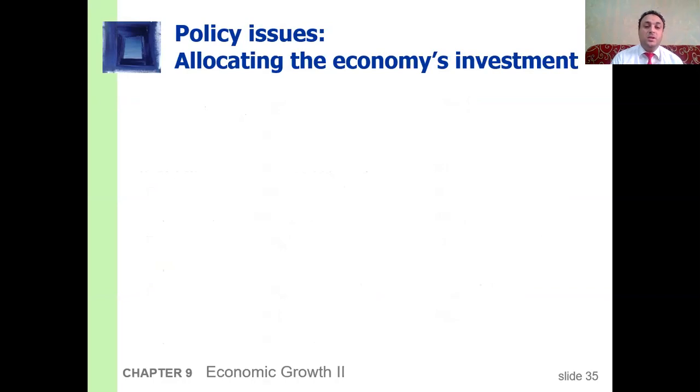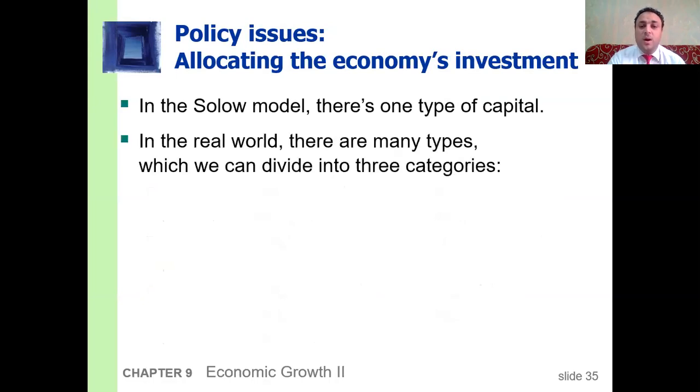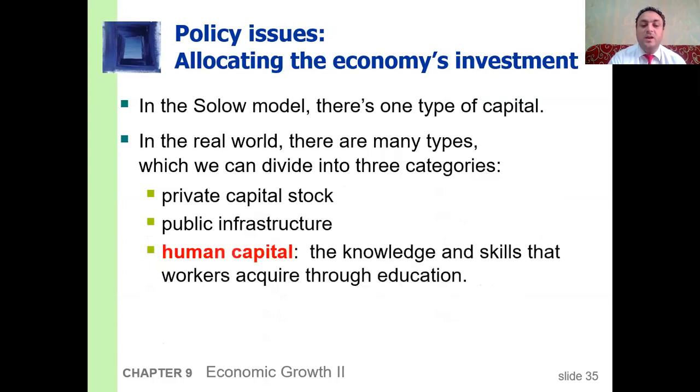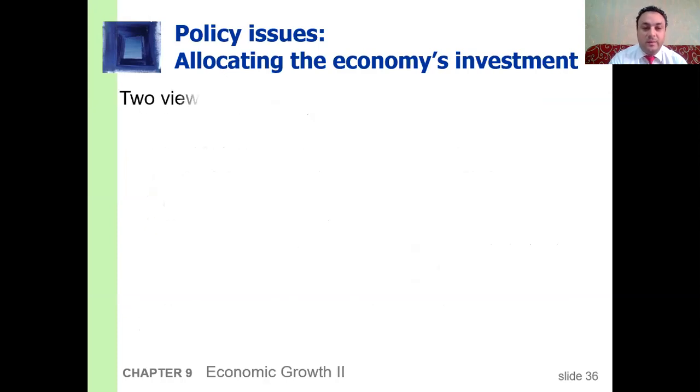Then another policy issue, which is allocating the economy's investments. In the Solow model, there is one type of capital, but in the real world, there are many types, which we can divide into three categories: the private capital stock, the public infrastructure, and the human capital, which is the knowledge and skills that workers acquire through education. So how should we allocate investment among these types of capital?